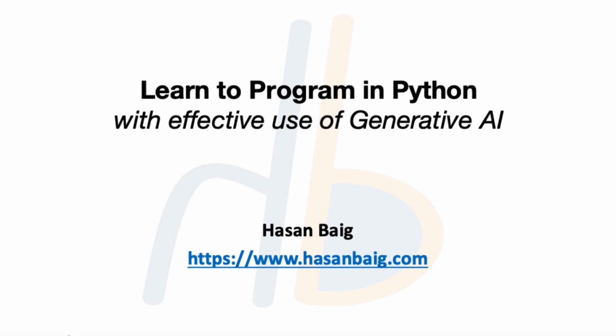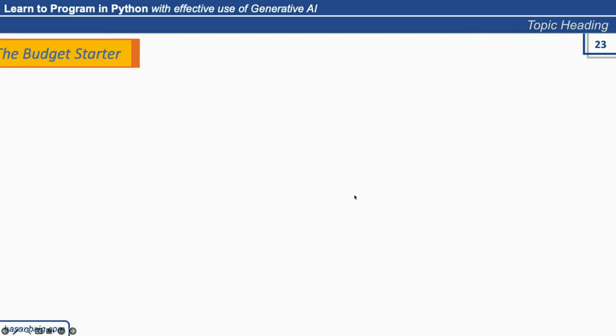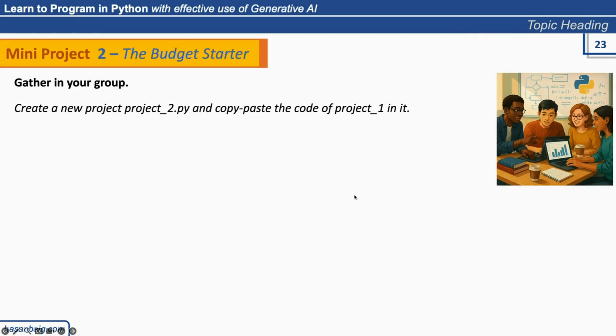All right, so we have ample time to work on our project, which is the budget starter. What you need to do is to first gather into your group. If you were absent in last class, do not worry about it. You can still make a group with the person sitting next to you.